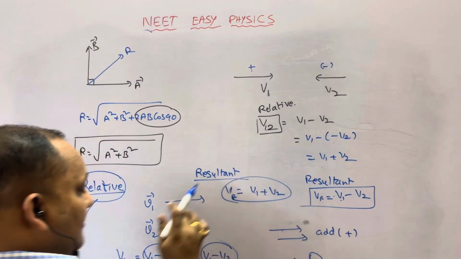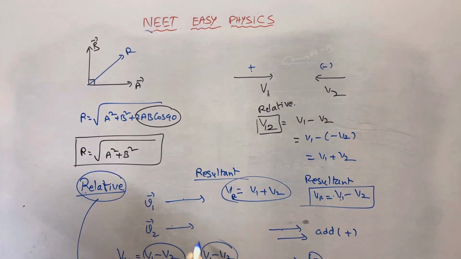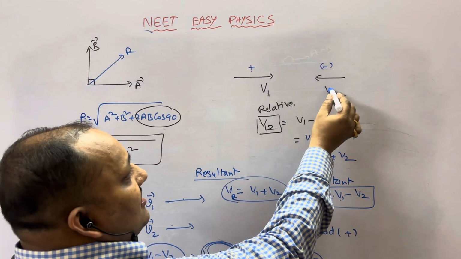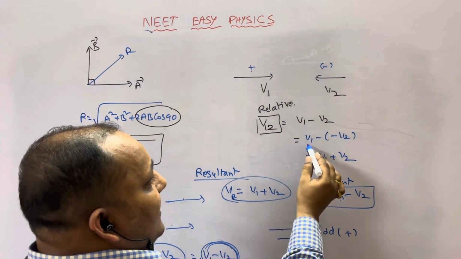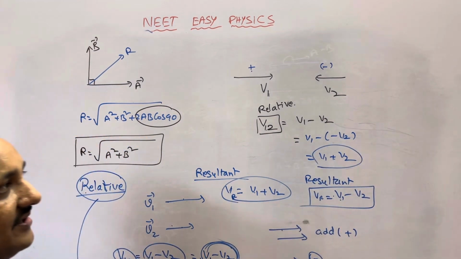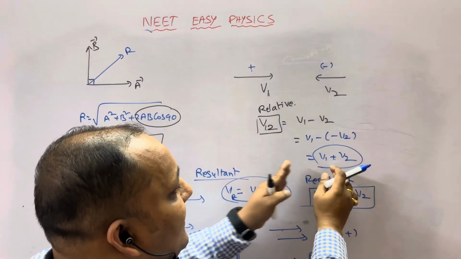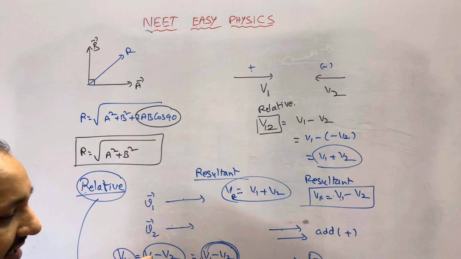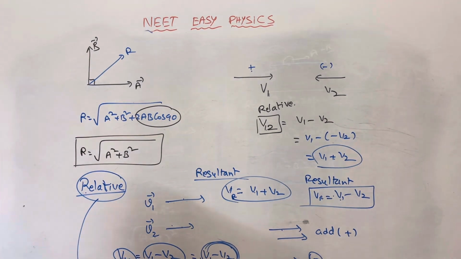Relative means, if both are in same direction, the velocity of first object with respect to second we wrote v1 minus v2. So the velocity of the first object with respect to the second object, if both are in opposite direction, we got v1 plus v2. So opposite direction means relative will be plus. Same direction means relative will be minus.